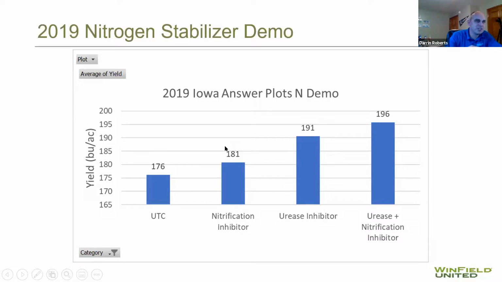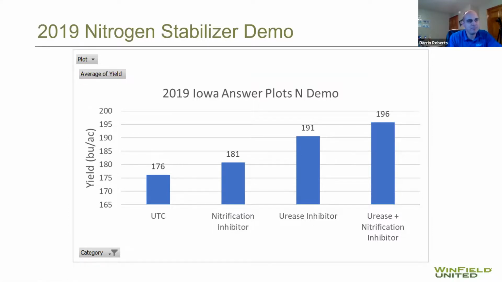With this one, I will mention these were surface broadcast applications of urea. And so this instinct application here was a little bit at a disadvantage compared to some of these other ones. But you'll notice where we did have a urease inhibitor, we did see very good performance from a yield standpoint as well.